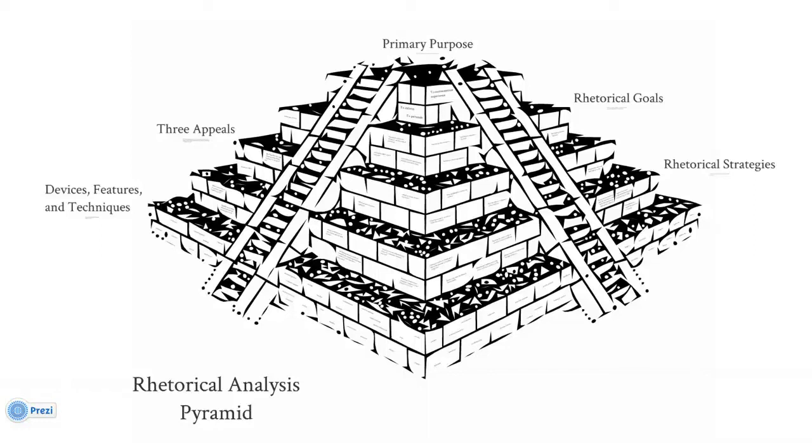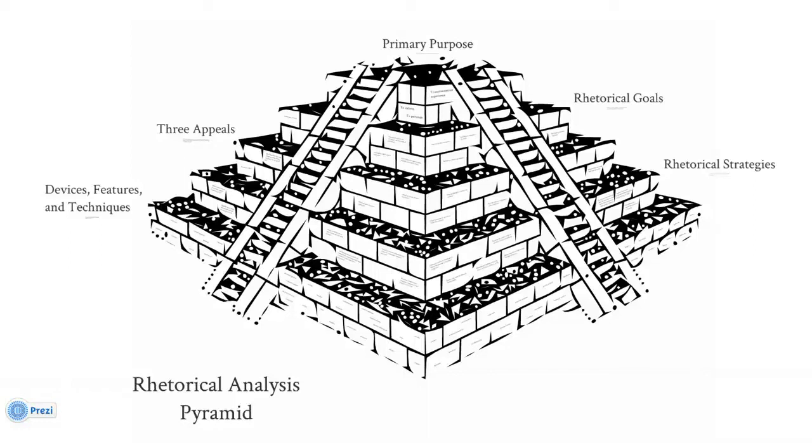And I put that layer there again just to force myself to make sure that I'm analyzing the why, not just the what and the how in the rhetorical strategies, but the why. To what end is the author using these strategies? Finally, that second to last level: what rhetorical goals is the author trying to achieve given his or her particular rhetorical situation?